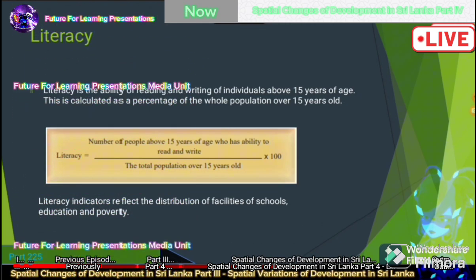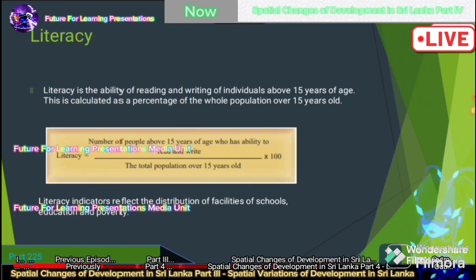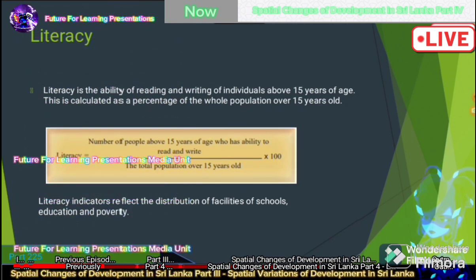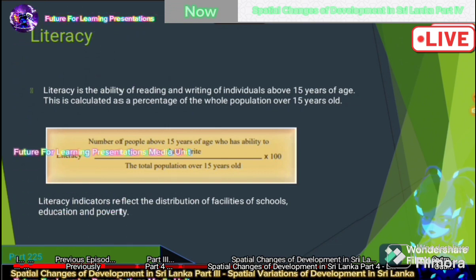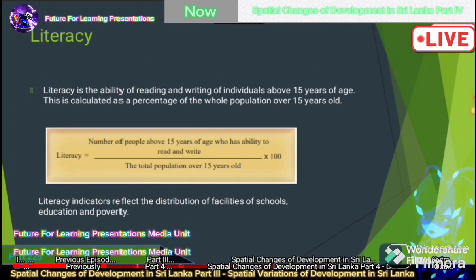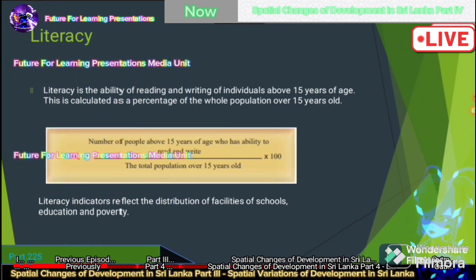Literacy is the educational indicator that can be used to measure the development of education. Literacy is calculated for people above 15 years of age. Literacy equals the number of people above 15 years of age who are literate, divided by the total population over 15 years old, multiplied by 100%. Literacy reflects the distribution of school education. Our Sri Lankan literacy percentage is around 92%.